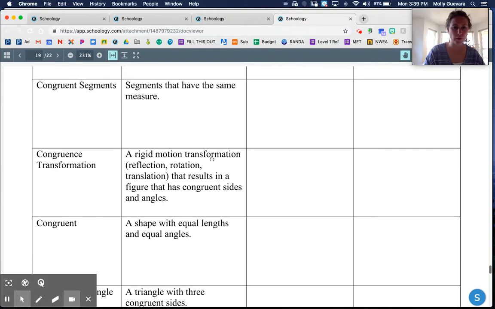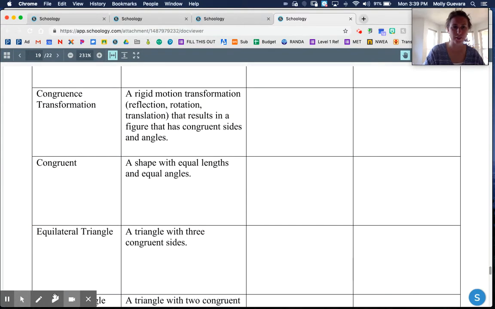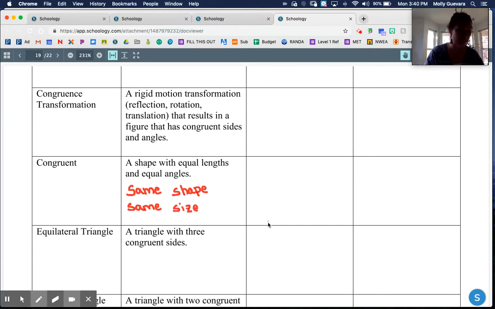So therefore, and I'm going to skip congruence transformation, congruent just means a shape that has all equal lengths and equal angle measures. The shorter way that we say this is same shape, but not only the same shape, also the same size. Same shape and the same size.